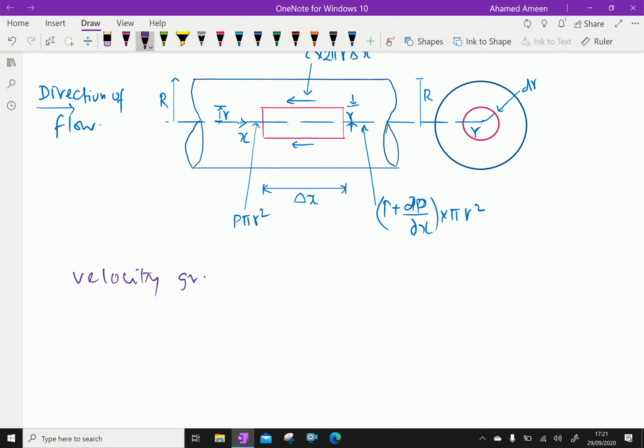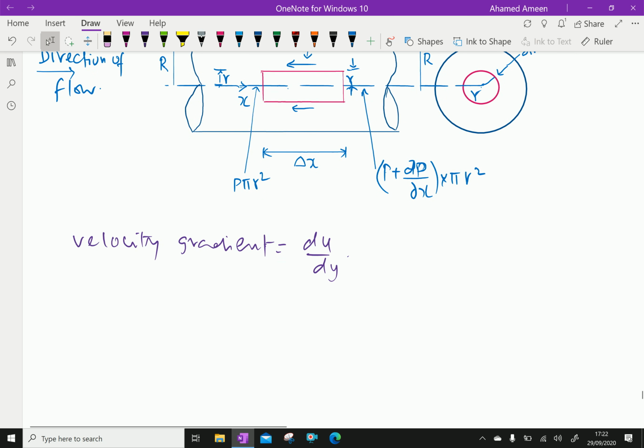The velocity gradient is equal to du by dy. Shear stress tau is equal to mu into du by dy.